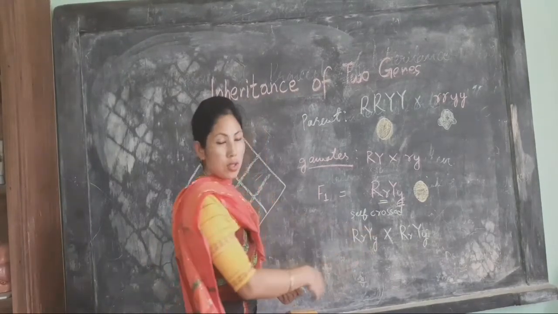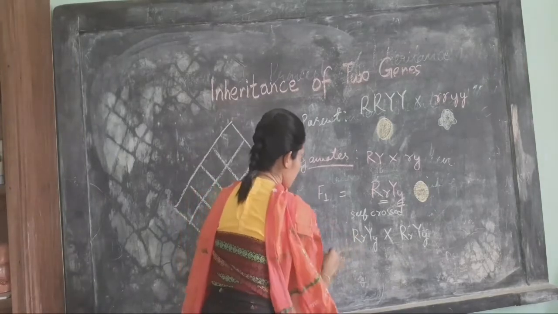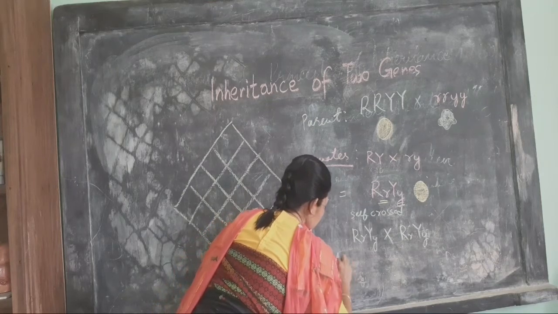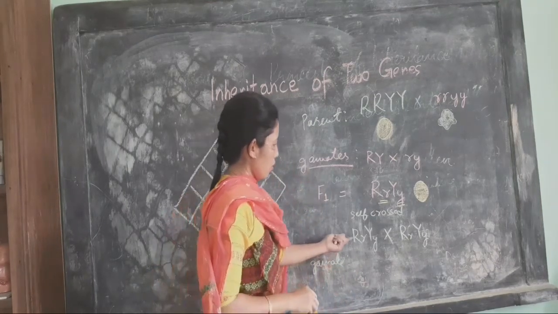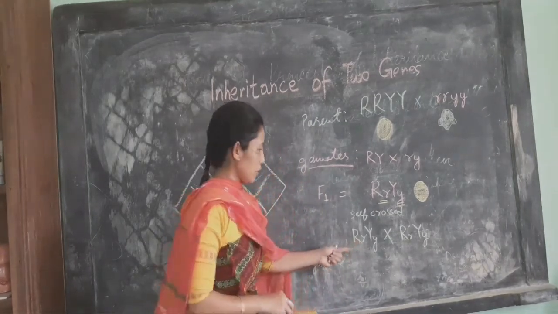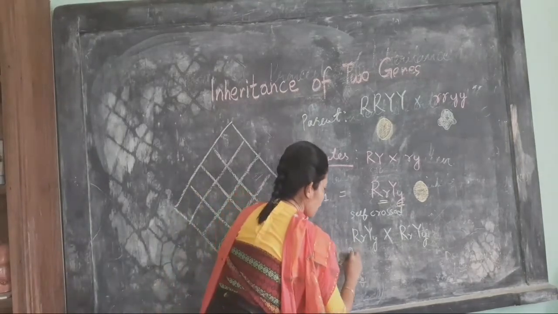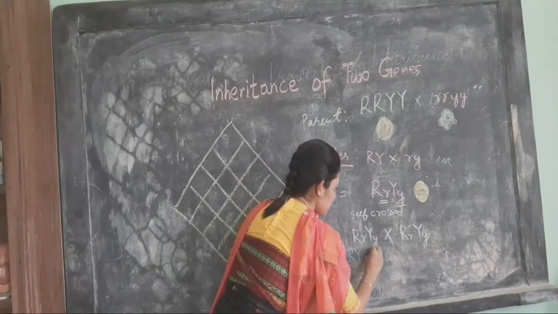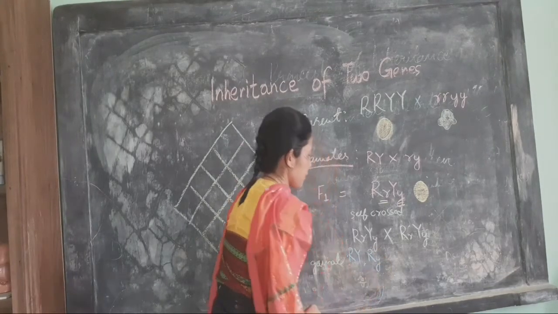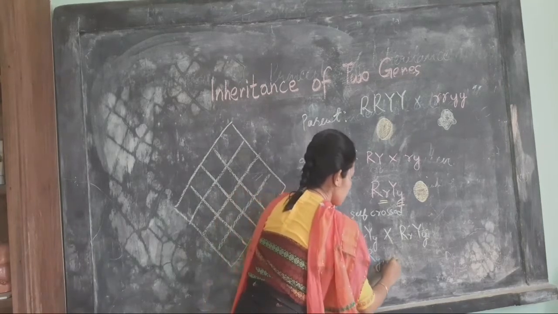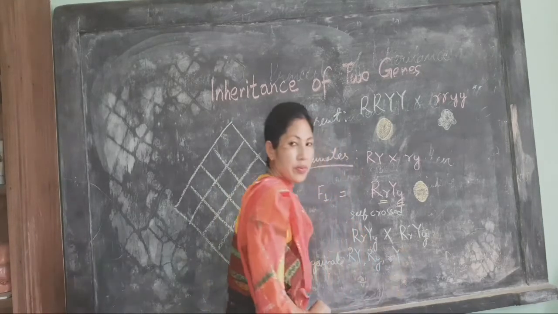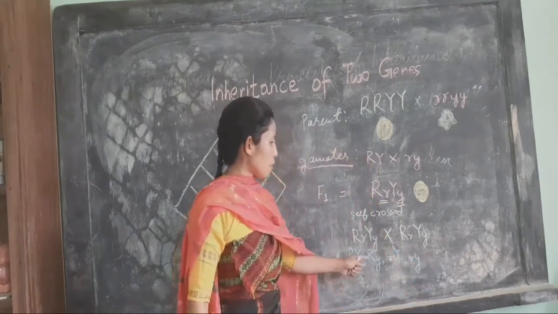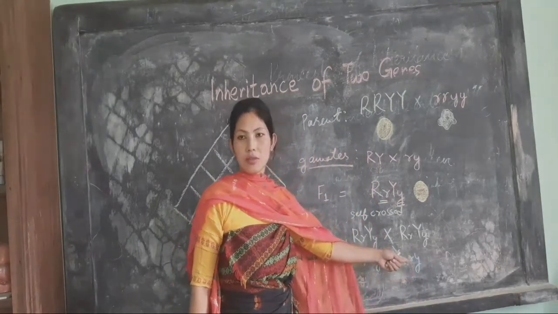This is the cross. So what gametes will they give? The possible gametes from the F1 progeny, what will they give? They can give capital R, capital Y, right? They can give capital R, small y, or they can give small r, capital Y, or small r, small y. These are the four possible gamete combinations that they can give.